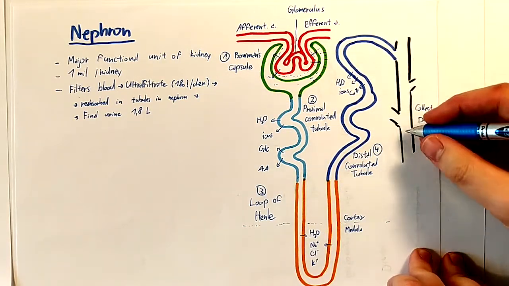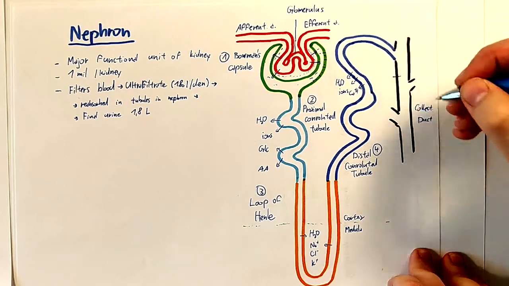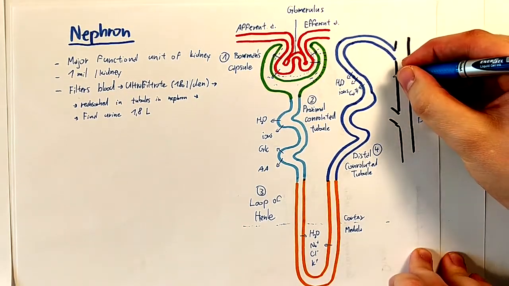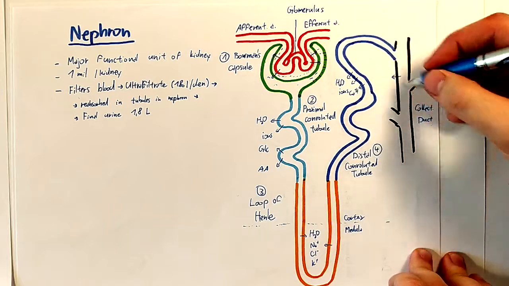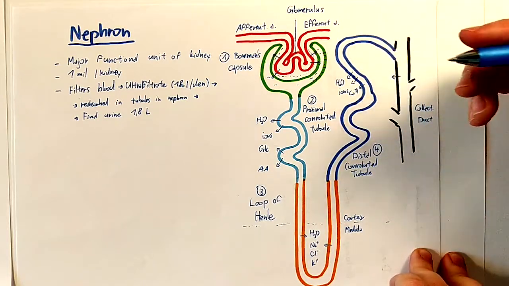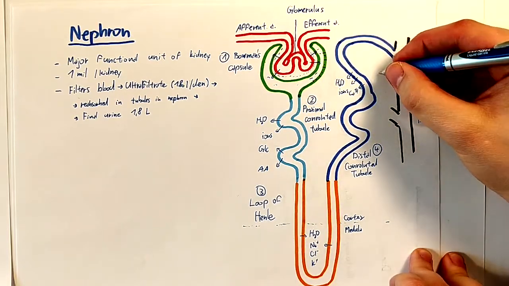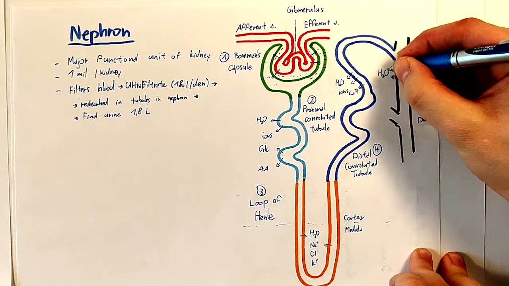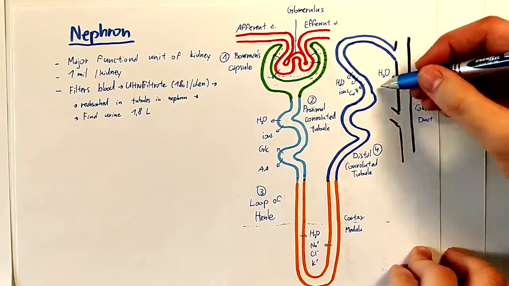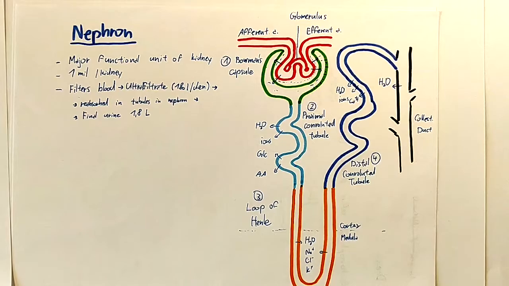Here in the collecting duct, I would just add one thing. Even though the collecting duct is not part of the nephron, it still can reabsorb some stuff from the forming urine, and it's water. And this is actually really important. I'm going to explain why in a little bit.